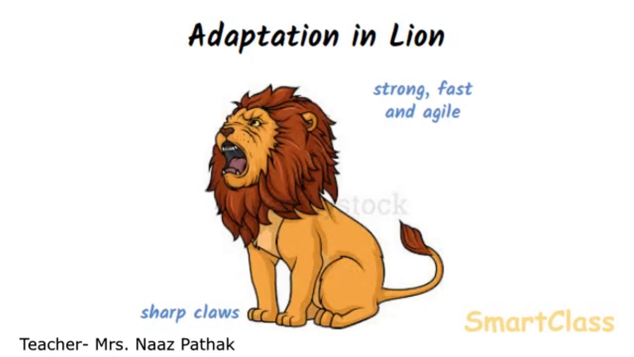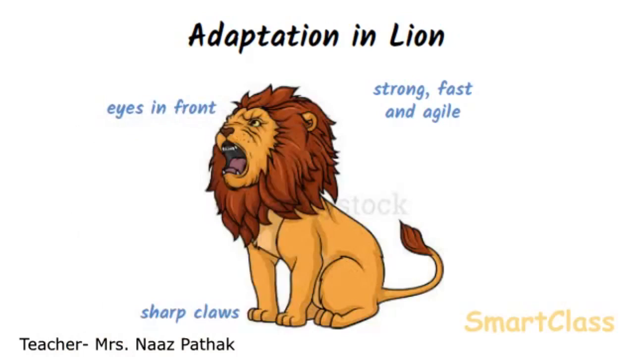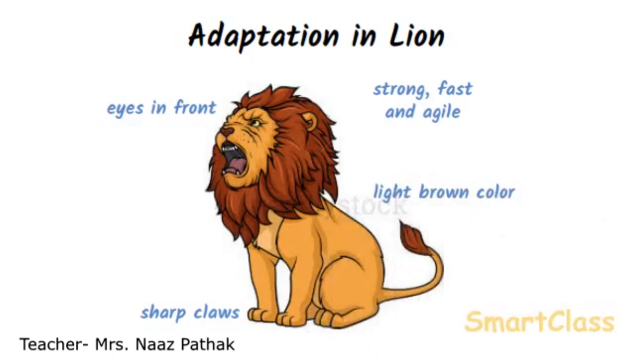The lion has eyes in the front of its head, which enables it to have a correct idea of the location of its prey. This helps it in catching the prey. The lion is light brown in color. This color helps the lion to hide in a dry grassland when it hunts for prey.